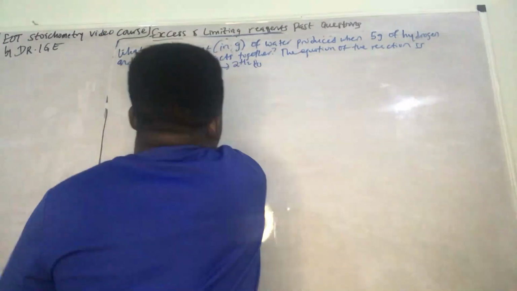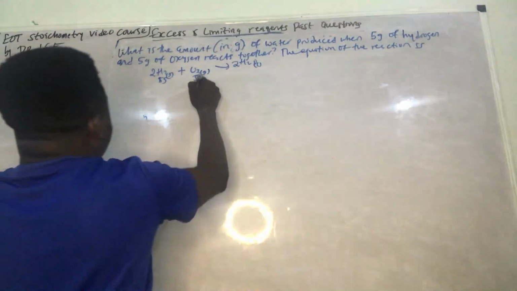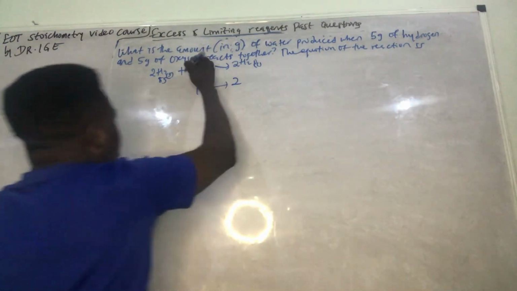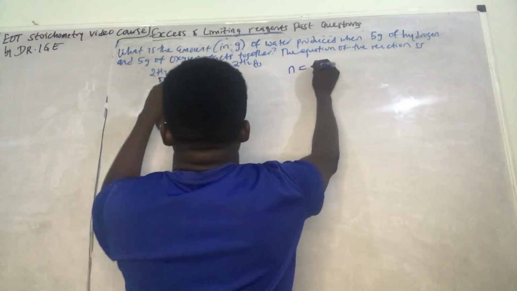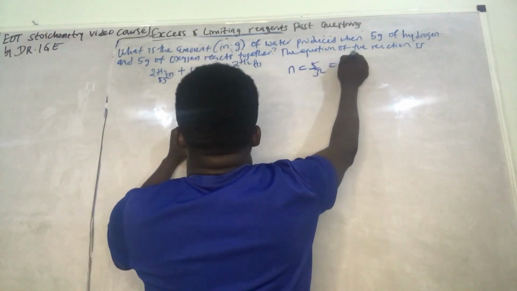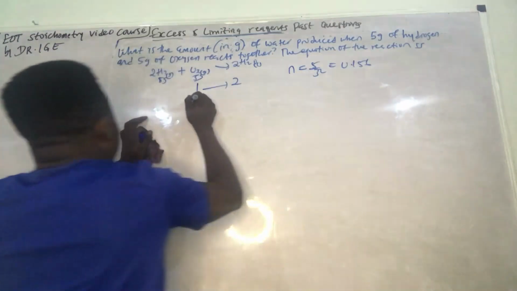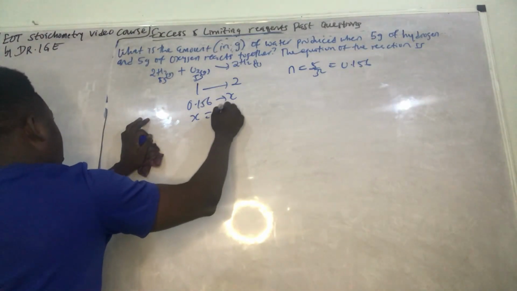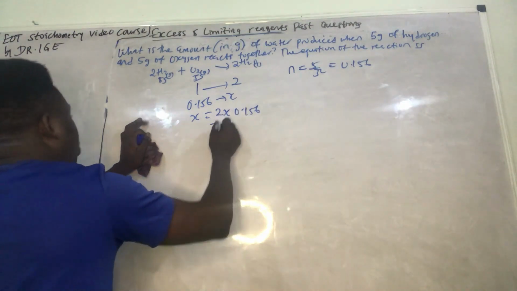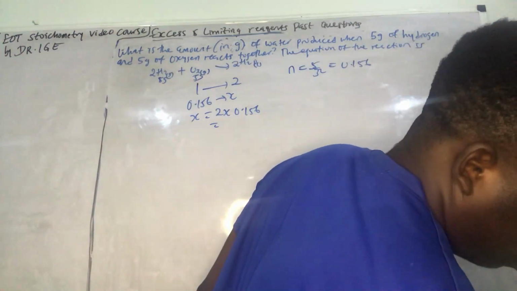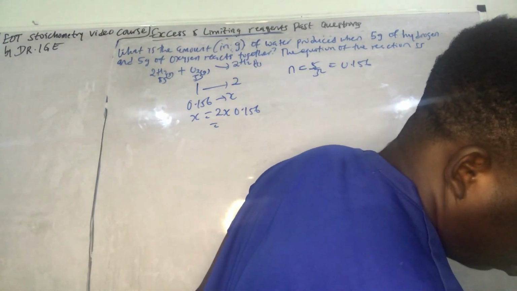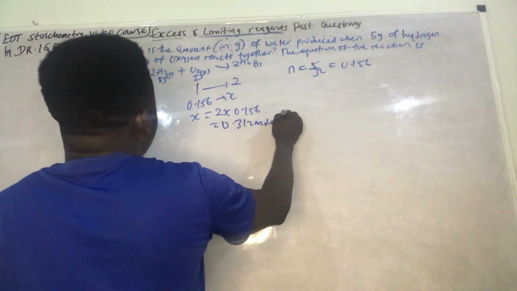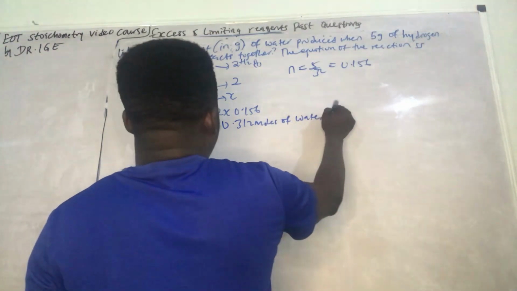Right? So we're going to compare. So it means 1 mole of oxygen produces 2 moles of water. Then now you get the number of moles of oxygen again. From this one, I say 5 over 32. I believe it was 0.156, right? So now that 0.156 produces x. So x equals what? 2 times 0.156, which equals 0.312 moles of water, which is H2O.